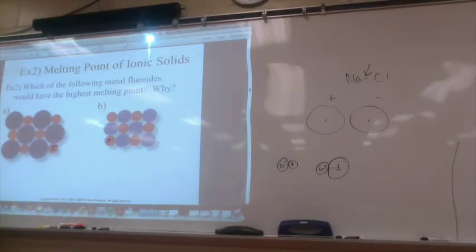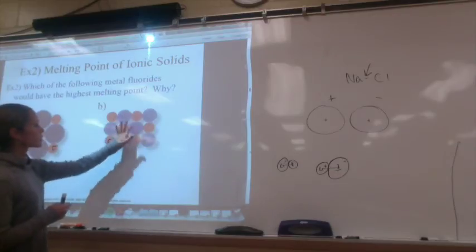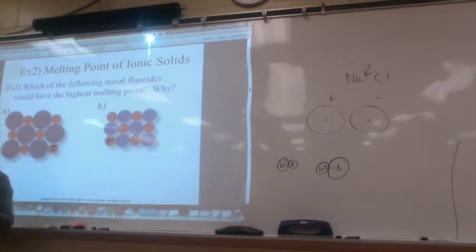Melting point, the first thing we look at is charge. So how do I evaluate charge? You take the ratio. So 1, 2, 3, 4, 5, 6 in each. So that means that it's in a -1 to a +1 ratio.